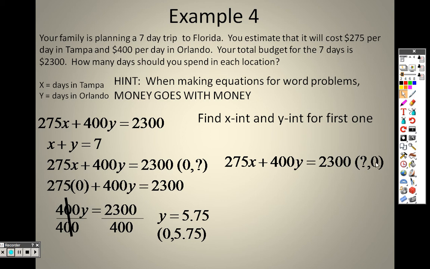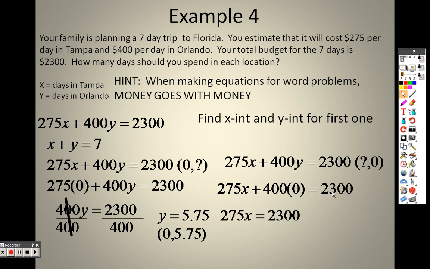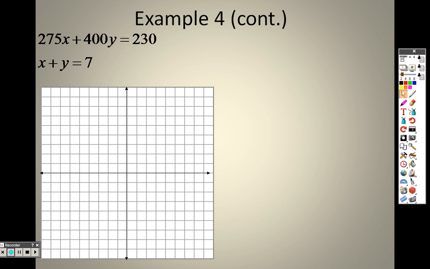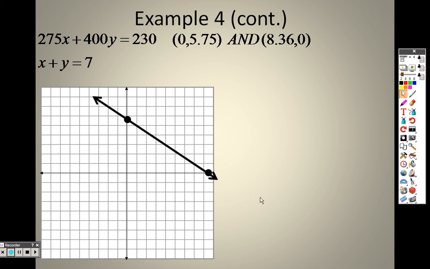Now to solve for the x, I make y equals 0, so I plug in a 0 for y, and that crosses out, leaving me with 275x equals 2,300. So 275 times x means I divide both sides by 275, and I end up with 8.36. So there's my point, (8.36, 0). So for these, I found my 2 points. For the first point, I go over nothing and up 1, 2, 3, 4, 5.75, and I put a point. Then I go over 1, 2, 3, 4, 5, 6, 7, 8.36 and put a point. And I connect them. So there's the first one.